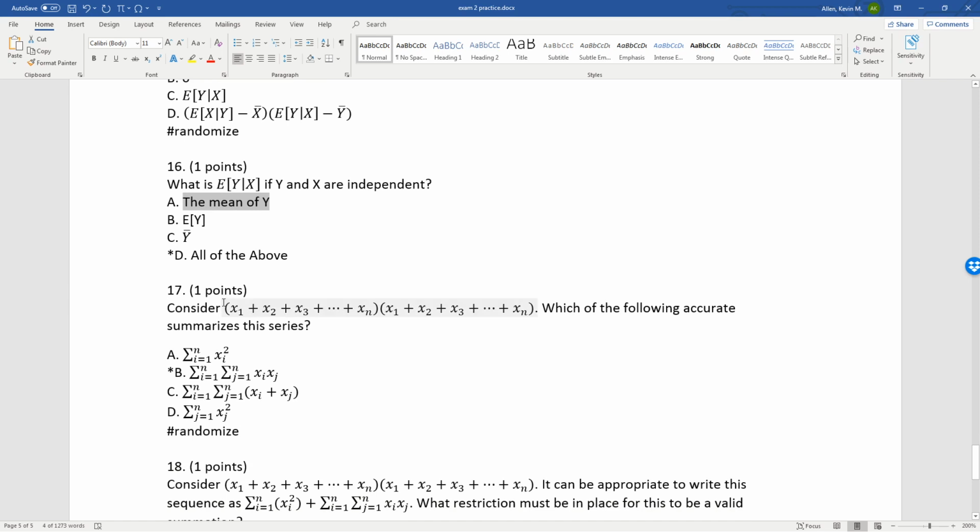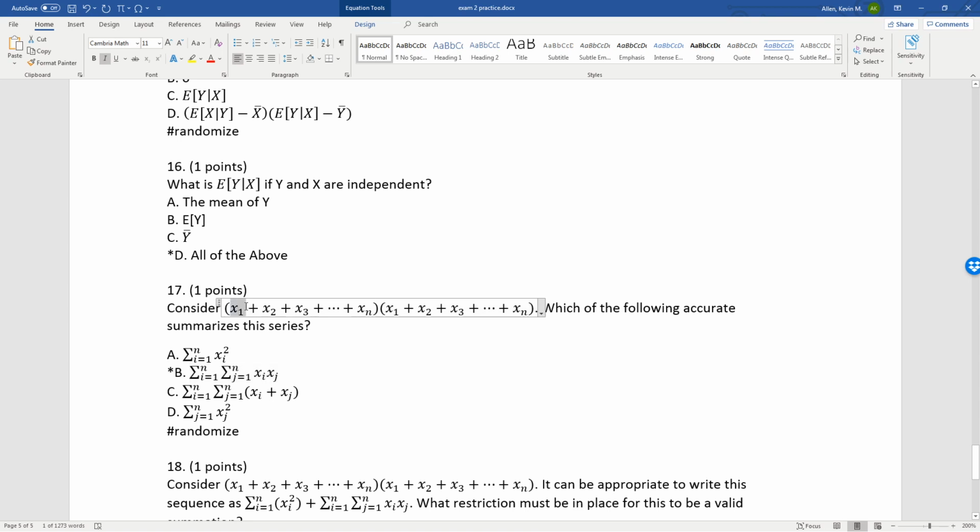All right, here we have 17. We have a sequence multiplied by itself. So x1 added up to xn times x1 added up to xn. And the best way to get to this is you would have a double summation xi times xj, which would cover x1 times the entire second summation, x2 times the entire second summation. And again, I'm just trying to stress the point that the double summation that we have right here is exactly that.